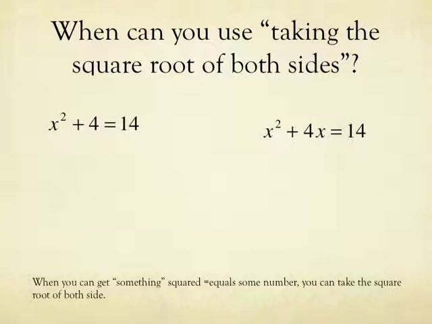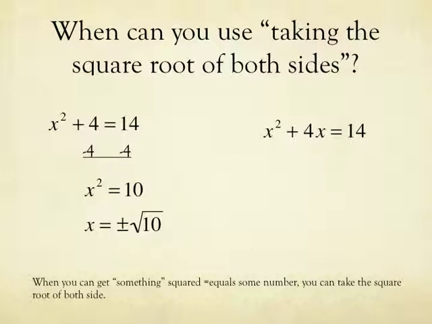It's a reasonable question to ask, well, if it's so easy, why can't I always just take the square root of both sides? Here are 2 equations, and one of them is a very good candidate for taking the square root of both sides, and the other one isn't. Let's work through these and notice what's different about them. We'll start with the one on the left-hand side. In this case, I can first subtract 4 from both sides, and I get x squared equals 10.